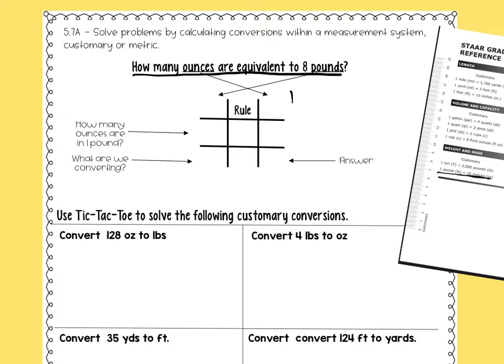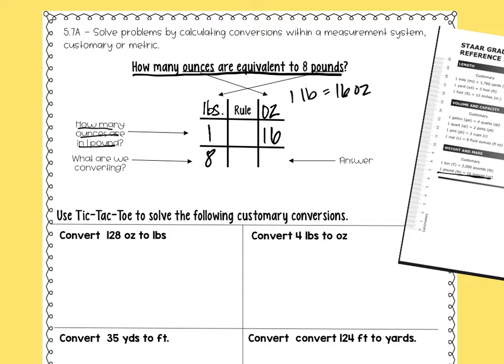So I'm going to write it kind of to the side. 1 pound equals 16 ounces. And I know that I'm converting pounds to ounces. So I'm going to put my pounds on the left side and my ounces on the right side. And it's important to know how many ounces are in 1 pound. So my chart told me that 1 pound equaled 16 ounces. So my 1 is going to go underneath my pounds, and my 16 is going to go underneath my ounces. And then I want to know, what am I converting? So I'm converting 8 pounds into ounces.